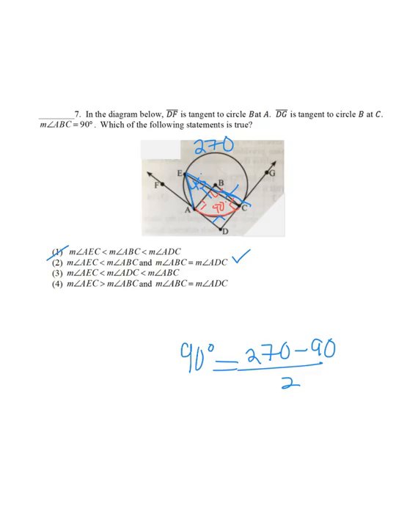AEC is less than ADC, correct. And that's less than ABC? Nope, because they're equal. And it says the measure of angle AEC is greater than ABC. No way, because AEC is 45 and that's less than 90. So it is choice 2.